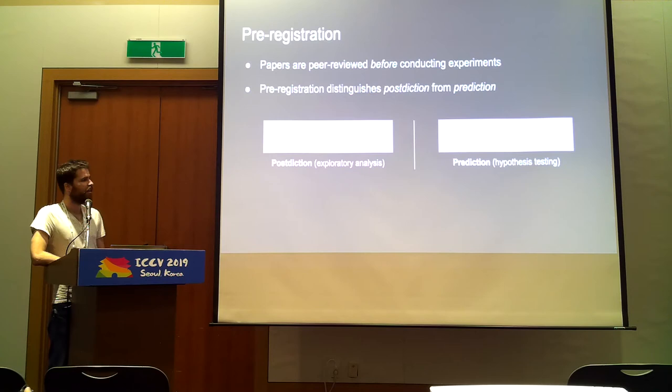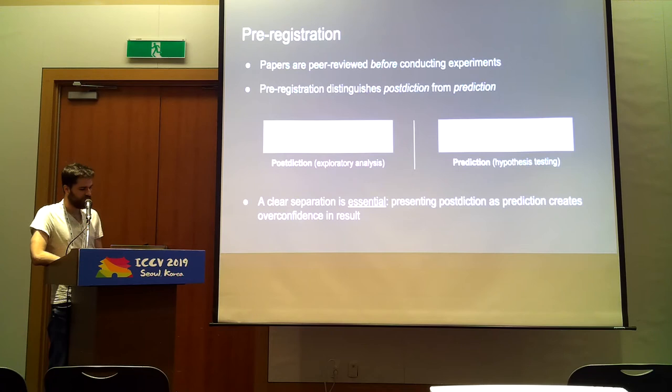And so this clear separation is essential, because of the things that Zach mentioned about people mixing up definite arguments with fuzzy ones that are more based on intuition. If you present postdiction as prediction, it really makes you overconfident, because you just have to get an explanation for what you've observed. There's no way to go back and challenge the explanation that you gave at that point. So it's really backwards in that sense. So that's one thing to watch out for.